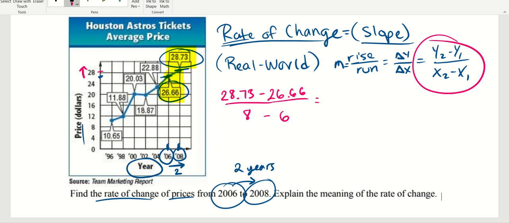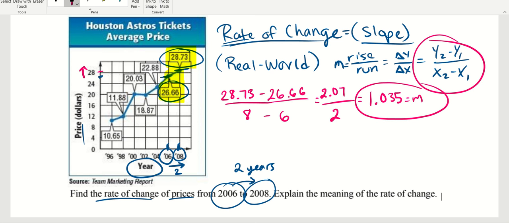Okay, so we do the math here. We're going to do 28.73 minus 26.66. I'm doing it in my calculator over here. So the top number ends up as 2.07. And 8 minus 6 is 2. So 2.07 divided by 2. That gives you about 1.035 as your m. Okay, so that's calculating it.